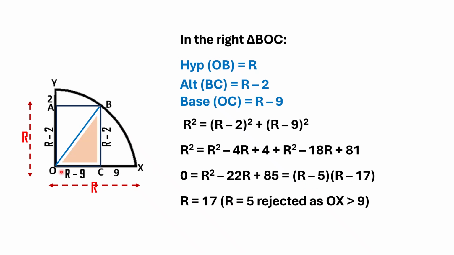That means the radius of the quadrant is 17 units. So from the right angle triangle, we apply Pythagoras theorem and ultimately we get two values, R equal to 5 or R equal to 17. We reject R equal to 5 because OX must be greater than 9. So we take R equal to 17. So the radius of the quadrant is 17 units.